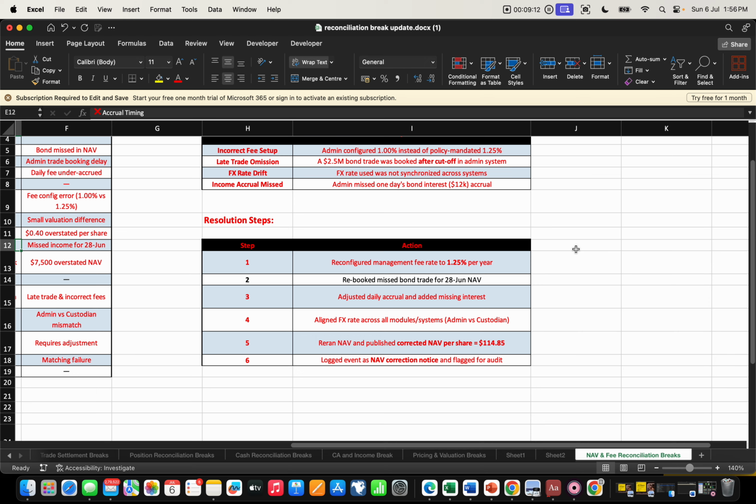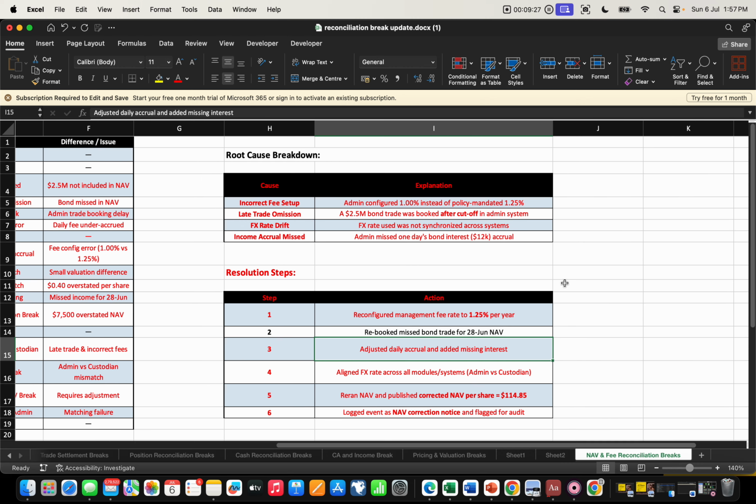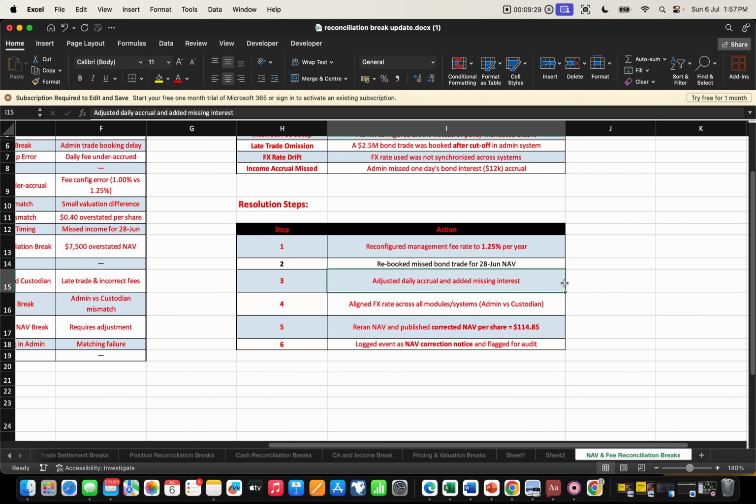So you have to rebook the trade with a missed movement because it's after the cutoff time, and you have to book the trade and refresh your NAV, as well as the daily accrual missing interest. The missing interest you have to update because you did not update the bond interest of 20k, 12k. Align the FX rate across the module and system, admin versus custodian. Rerun the NAV because you have done the adjustments, and now the NAV per share was 114.85.